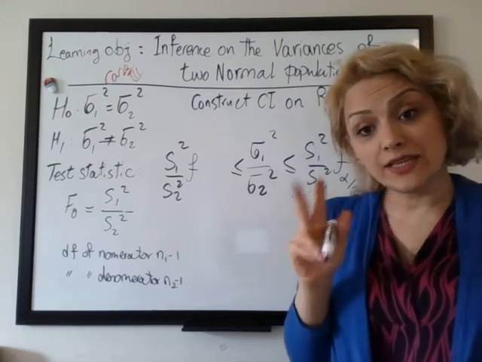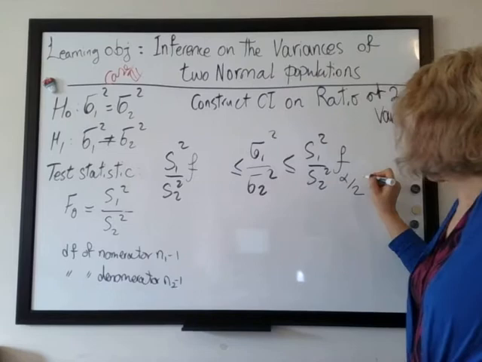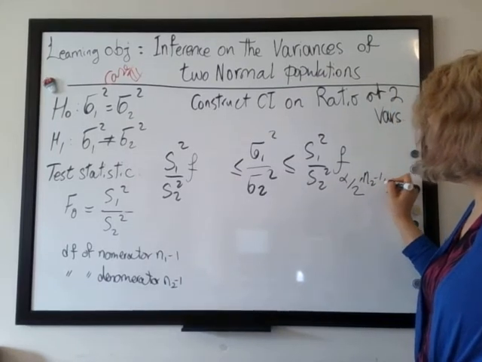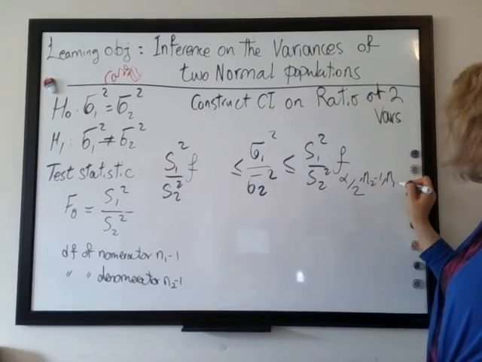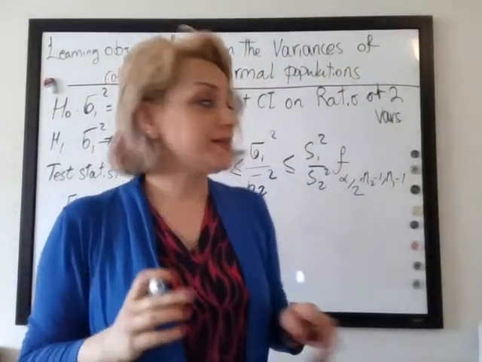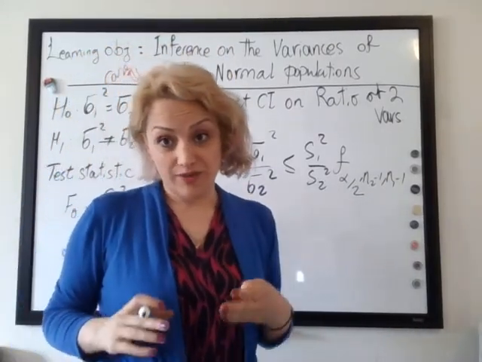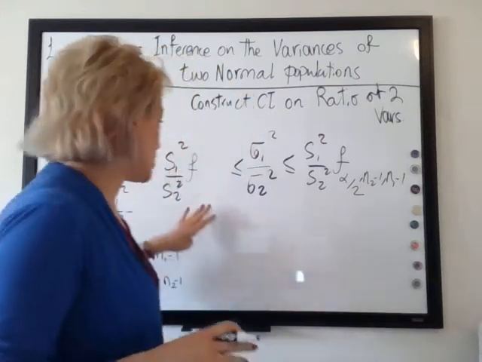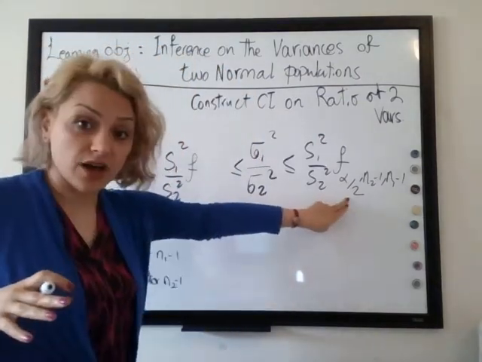We said that we need two types of degrees of freedom for it. For the first, I'm going to write down the degree of freedom of the denominator, n2 minus 1, and then the degree of freedom of the numerator. So we would read this F value from the table. It's exactly the same situation that we have for the chi-square. When we are going with the lower bound, here it was half of the alpha.